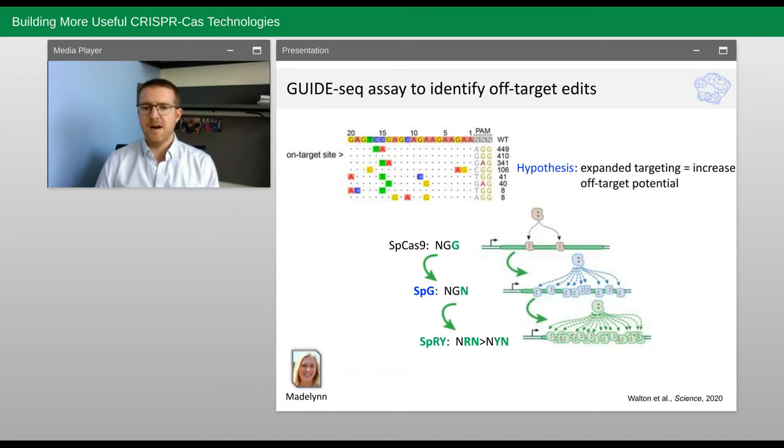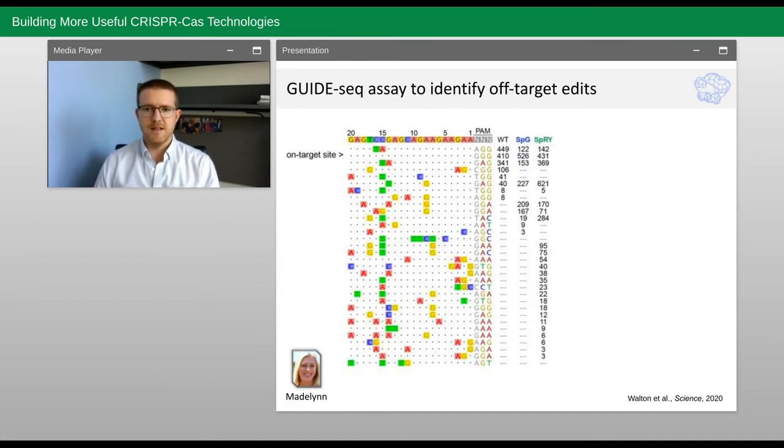So our hypothesis is that by using GUIDE-seq to look at the specificity of these new enzymes, as we relax the PAM requirement of SpCas9 to SpG, then to SpRY, we might observe new off-targets, because again, the PAM requirement is the initial licensing step of how the Cas enzyme reads the genome. And if these enzymes can read more of the genome, it stands to reason that they should exhibit an increase in off-targets.